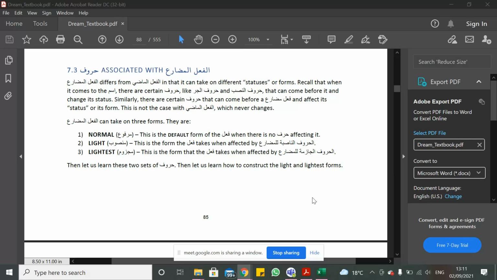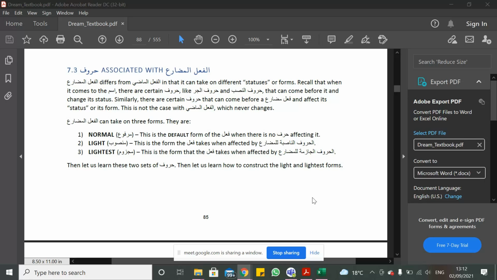We say that when we have a fi'l madi, we didn't study any huruf other than qad that can come before it, and there were no changes. But in fi'l mudari, we studied the list of huruf nasibah and huruf jazima, that when they come before mudari, they made some changes in the form of a fi'l mudari, right? So when we have fi'l madi, we surely can see what the hidden pronoun in it is. But when we're talking about fi'l mudari and it has a huruf before it, then there will be some changes in the form, and you have to look more closely to see what the hidden pronoun inside it is.